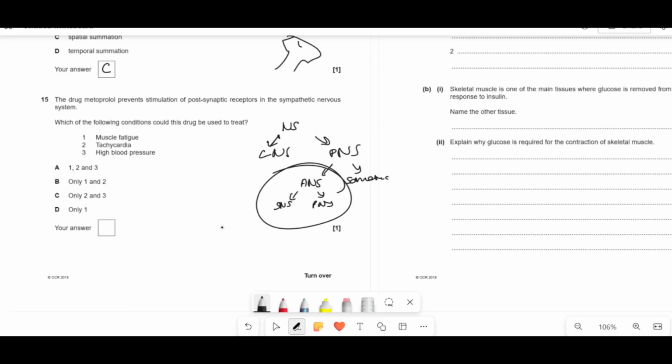parasympathetic. This is all to do with things that you don't think about, so muscle fatigue is not coming out in this context. It's going to be this. So that one's out already. Tachycardia, tachy, fast heart. Fast heart means high heart rate, so yes, it could do that, because of the sympathetic impulses. High blood pressure, same thing here, so it's 2 and 3, which is C.